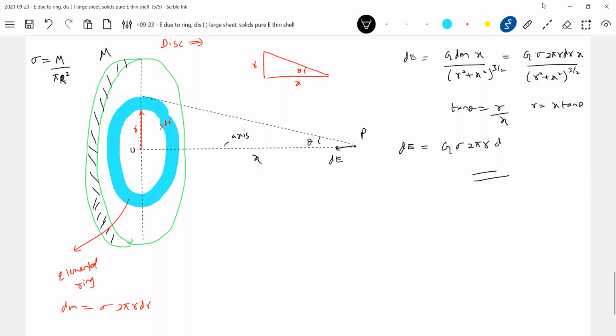Oh, some delay is there. Okay, now we'll get it. So 2 pi, this r is x tan theta. Okay, dr also we have to element. So dr is equal to secant square theta d theta. So substituting this.